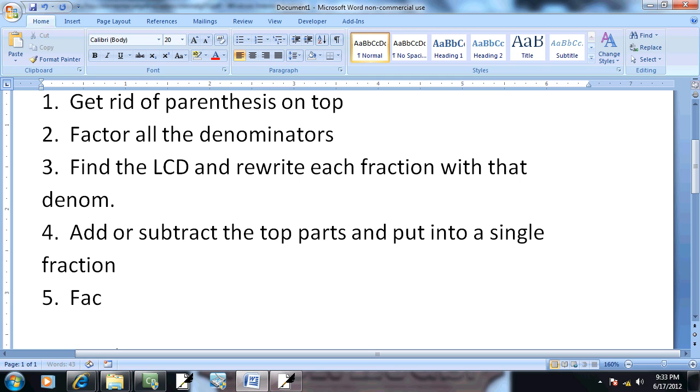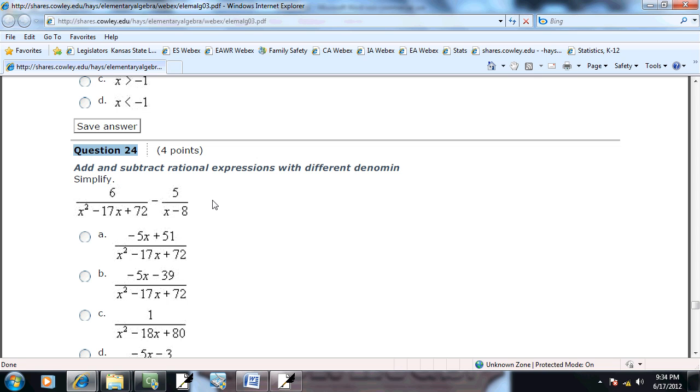Step 5, factor the top. Bottom should already be factored at this point, so that's not a huge deal. You should have done that on step 2. And 6, cancel if possible. So let's go through these steps for this problem.